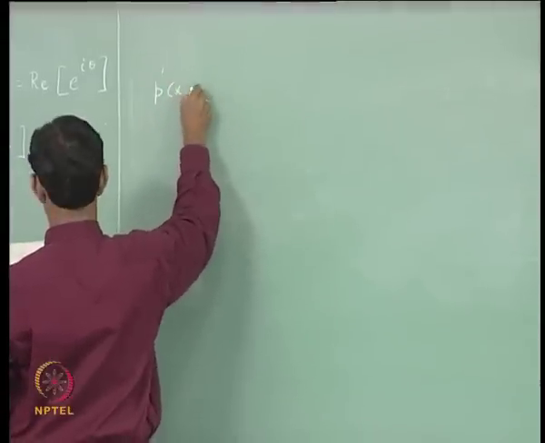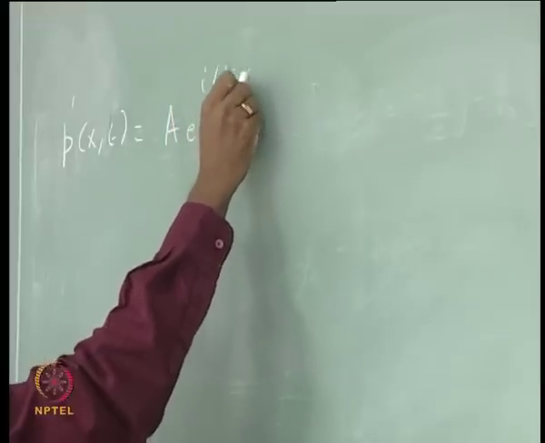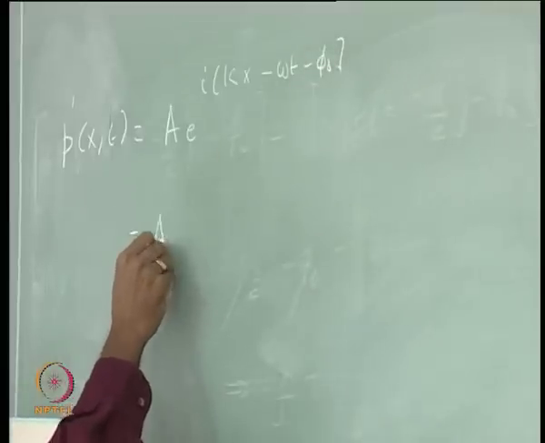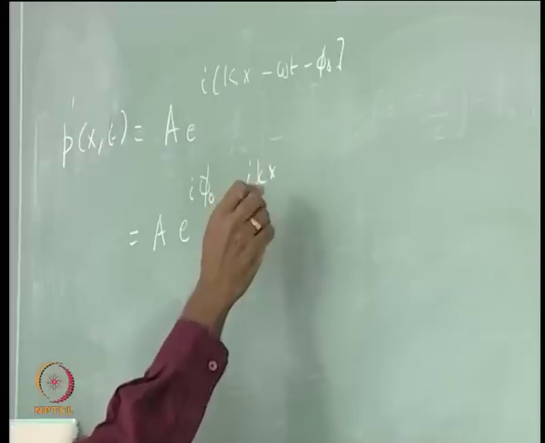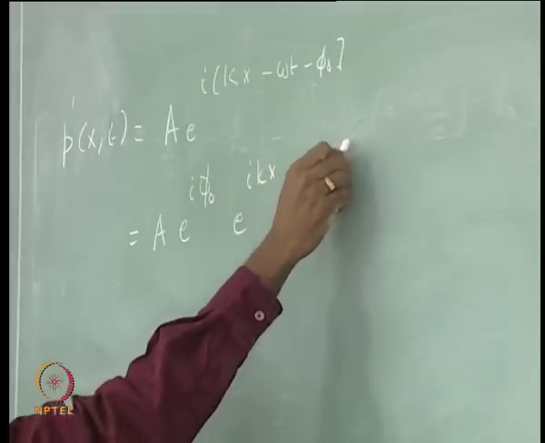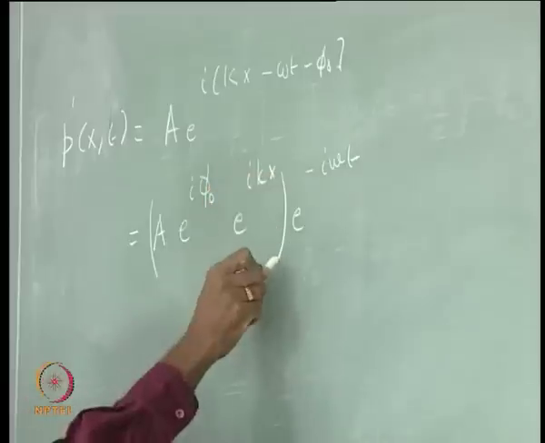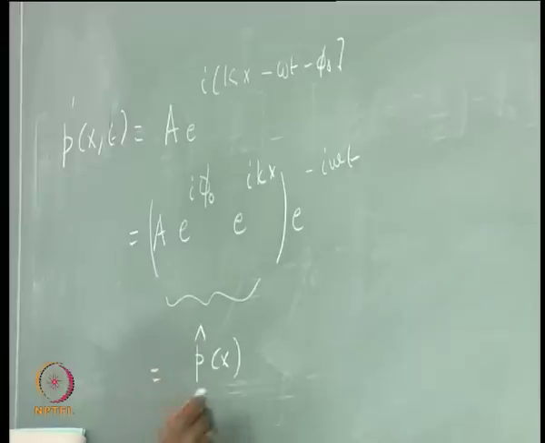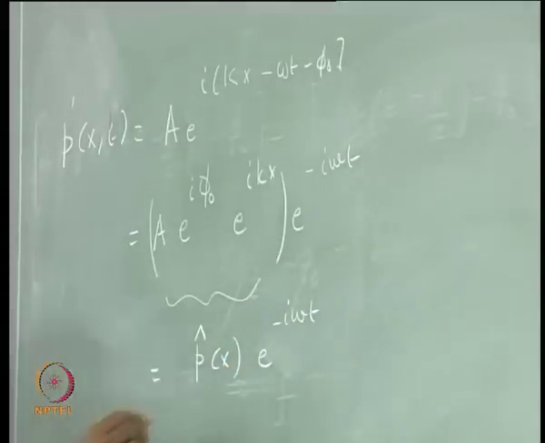We can say that p prime of x, t equals A e power i times (kx minus omega t minus phi naught). This can be recast as A e power i phi naught times e power i kx times e power minus i omega t. Now we can club these things together. This is a function of space, so we can call it p hat of x, times e power minus i omega t. This quantity is called the complex amplitude.